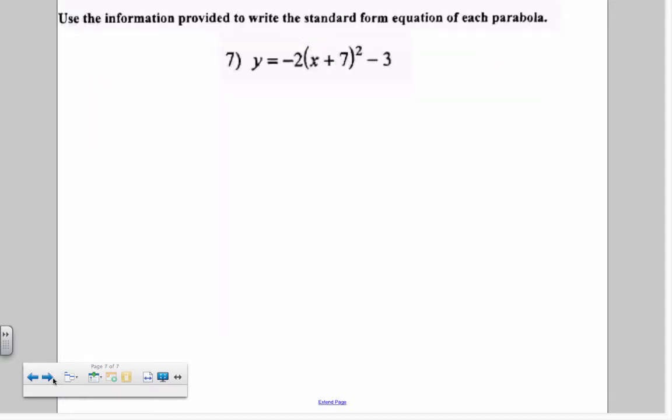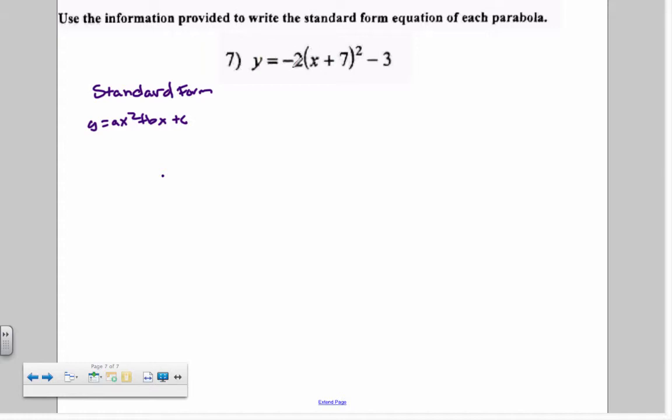The next problem type says, use the information provided to write the standard form of the equation for each parabola. So this is currently in vertex form. Remember that the standard form is y equals ax squared plus bx plus c. So that means I really need to simplify this as much as I can by FOILing, multiplying out this equation. So let's go ahead and do that.